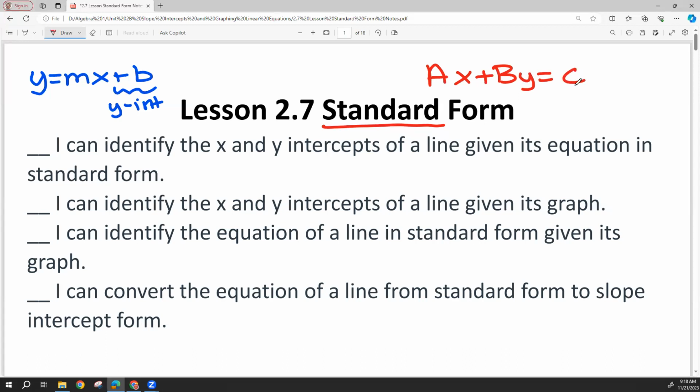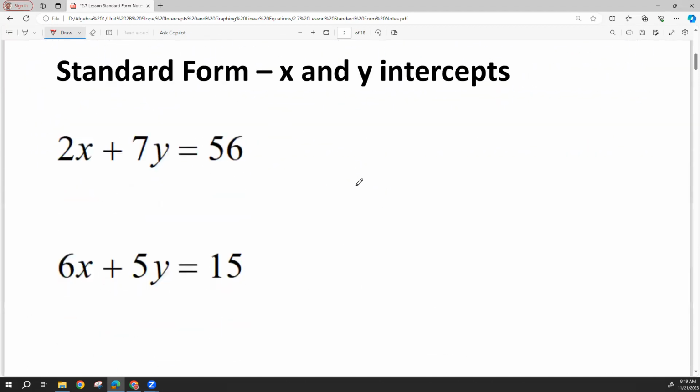And we're going to talk about how we can use this form of a line to find the x and y intercepts. So the place where the line crosses the x-axis, the horizontal axis, and the place where the line crosses the y-axis or the vertical axis. And so these are examples of lines in standard form.